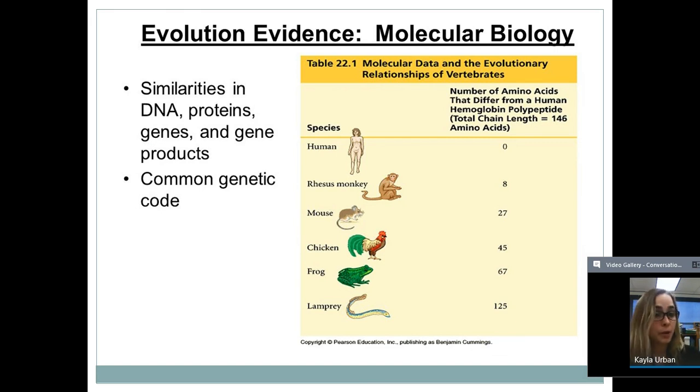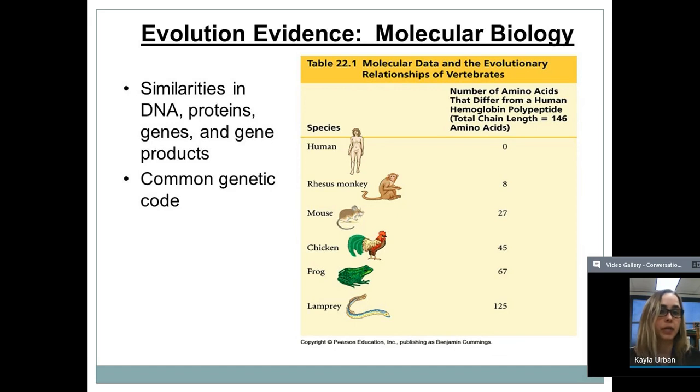We're looking at the slide for the molecular evidence. We did talk a little bit about molecular evidence when we were talking about the fusion of chromosome 2 from chimpanzees to humans. But it's not just fusion of chromosomes. We are comparing the DNA and proteins and all the genes among all organisms. All organisms on Earth have that common genetic code, from bacteria all the way up to humans. And everything is made with those A's, G's, C's, and T's.